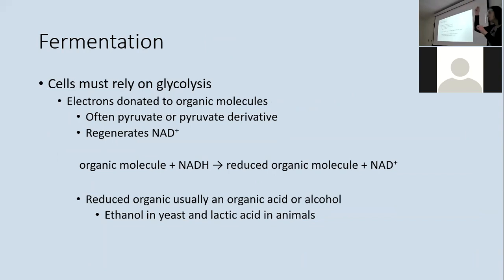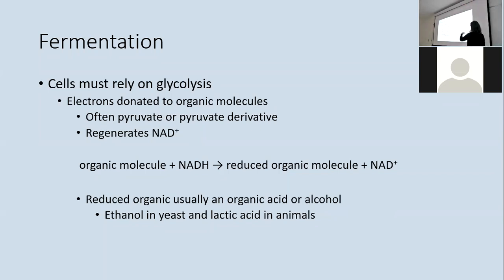So it's just a much shorter cycle, right? Frequently pyruvate or something made from pyruvate, because pyruvate is the product of glycolysis. So it's there, it's available. If you do glycolysis, you've got NADH and pyruvate. NADH drops its electrons off on the pyruvate and goes back up, does glycolysis again. All right, so that's fermentation, right?